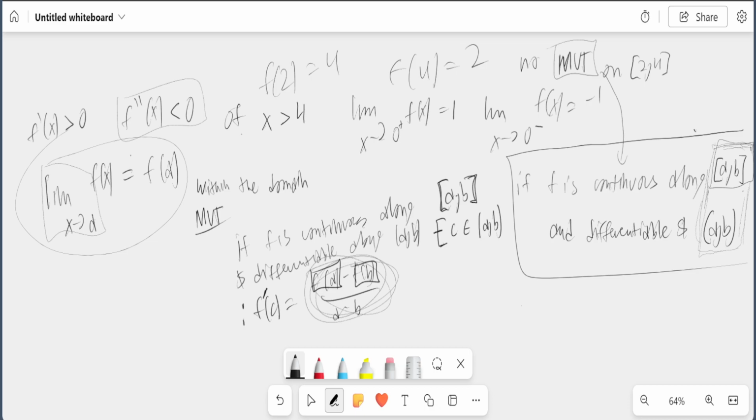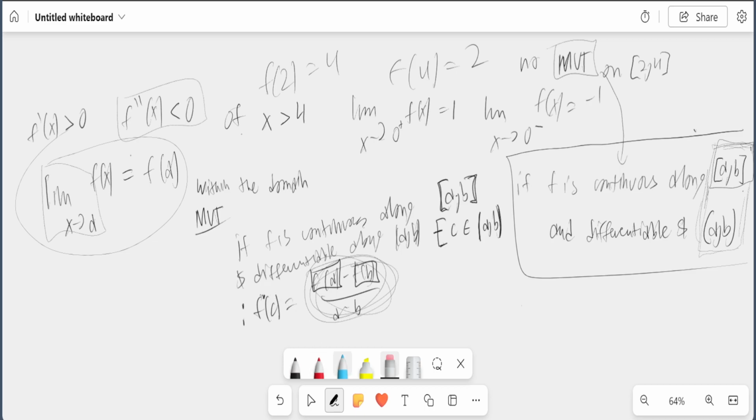So why do you use open brackets when you say c is in between a and b? Because f prime of c needs to exist, but it's differentiable along the open interval here, right? So the endpoints aren't differentiable, but f prime of c has to exist. Does that make sense?